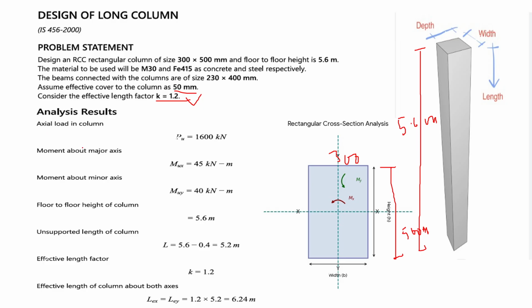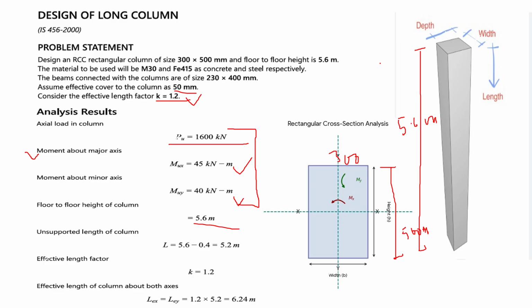Now the axial load is given as 1600 kilonewton, and the moments about the major and minor axis are given as 45 and 40 kilonewton meter respectively. The floor to floor height of the column is 5.6. Actually these three data only come from the software.